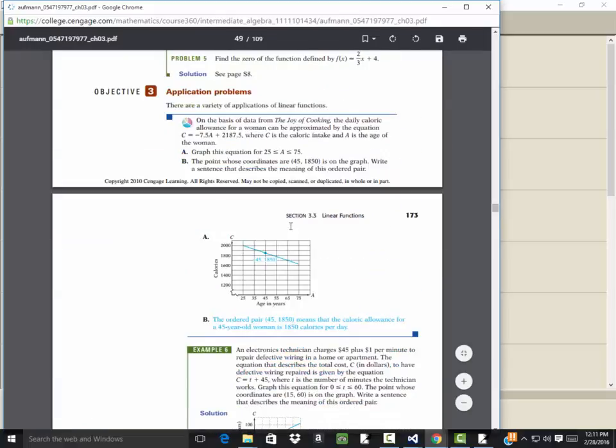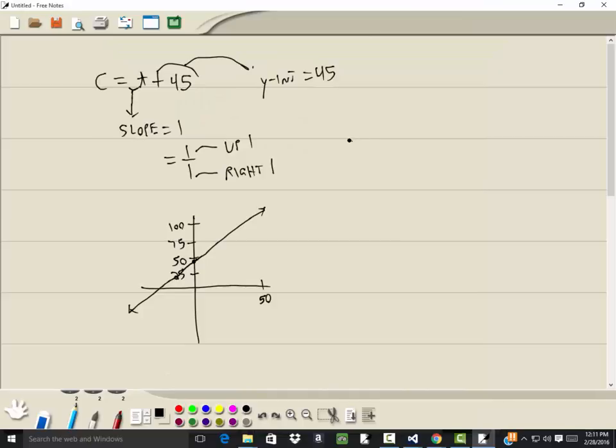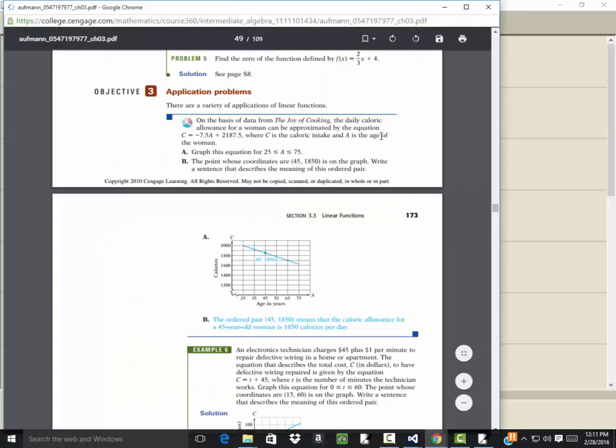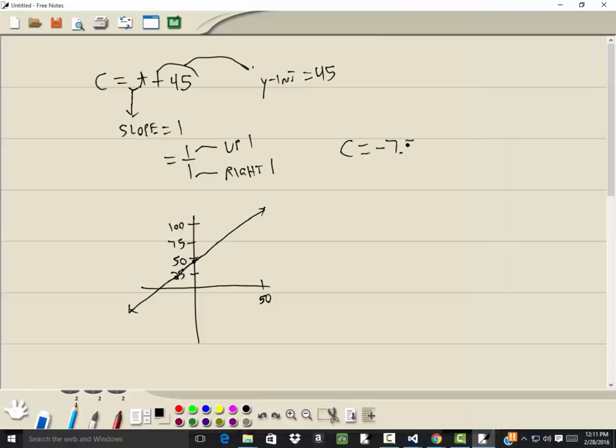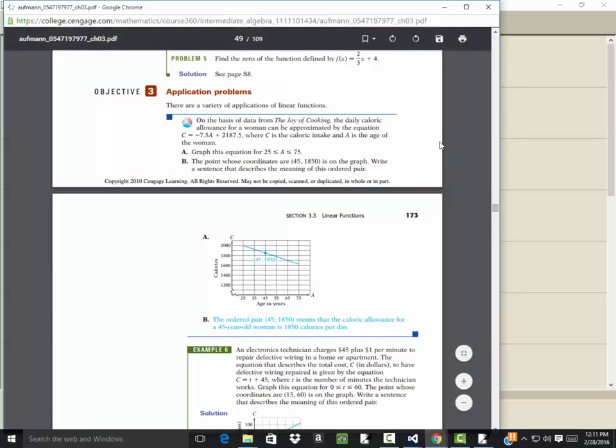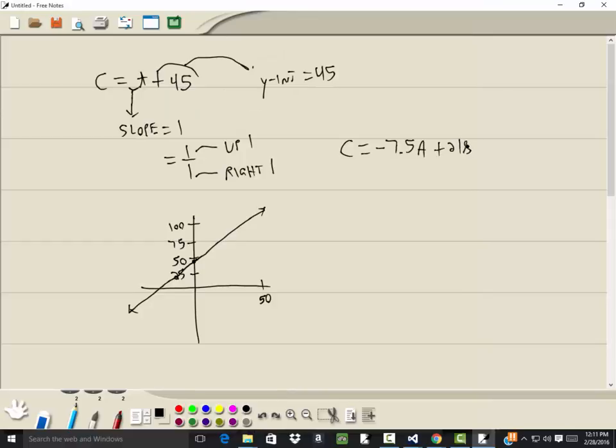In this example here, they really don't talk about how they come up with the graph, but you could do the same thing here. You might be looking at negative 7.5. How in the world do you handle that? Well, negative 7.5 a plus 2,187.5. Now this would be our slope. So this is m, negative 7.5, and this would be our y-intercept.